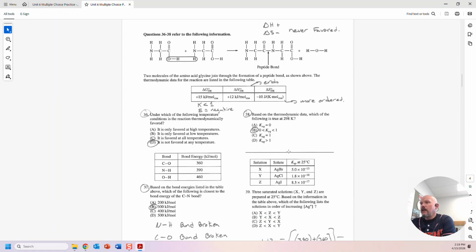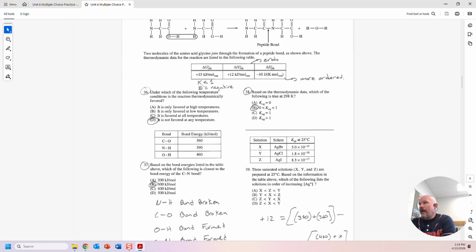So let's see if we have those notes. Again, K or Q is less than 1. We got that answer. And then again, that combination, never favored. If it was positive, we know it is more favored, it becomes favored as temperature increases. If it was negative, it becomes favored as temperature decreases, right? All that stuff. But positive delta H, negative delta S, never favored.